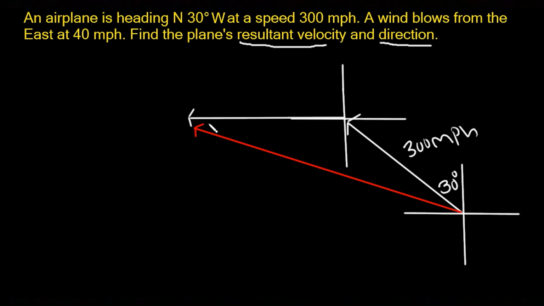Okay? We know that this vector right here is the wind. That's going to be 40 miles per hour. Okay. What else do we know? Well, we know that we're trying to find this red vector here, right? That resultant vector. How are we going to do that?